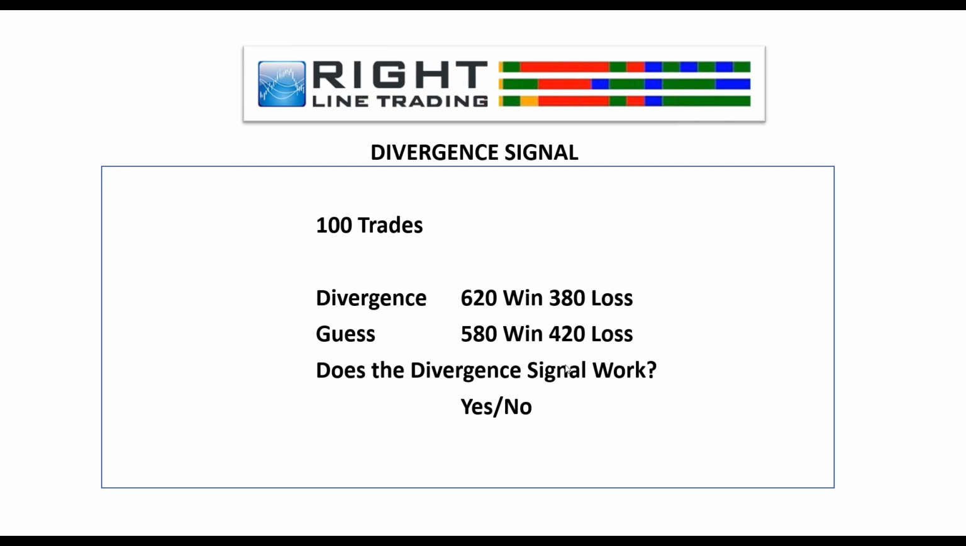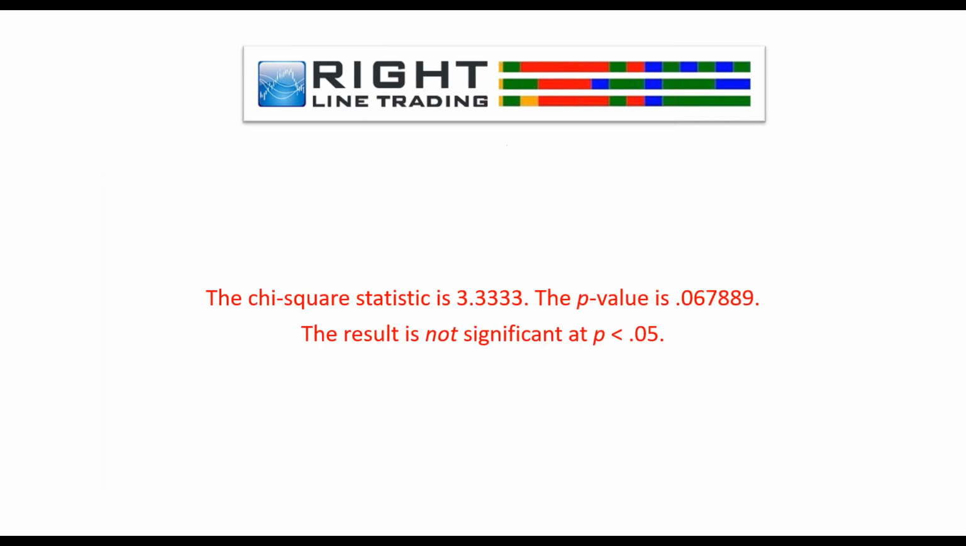And I don't have the chat box open, and if you have any questions, I'll answer all the questions at the end. But the answer is this. What you have to do is apply what's called chi-square analysis. And the answer is that the chi-square statistic is 3.33, the p-value is 0.0678, and the result is not significant.